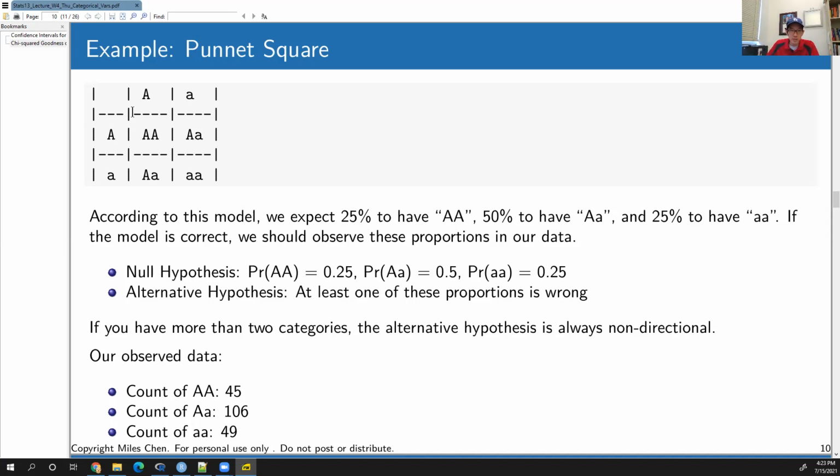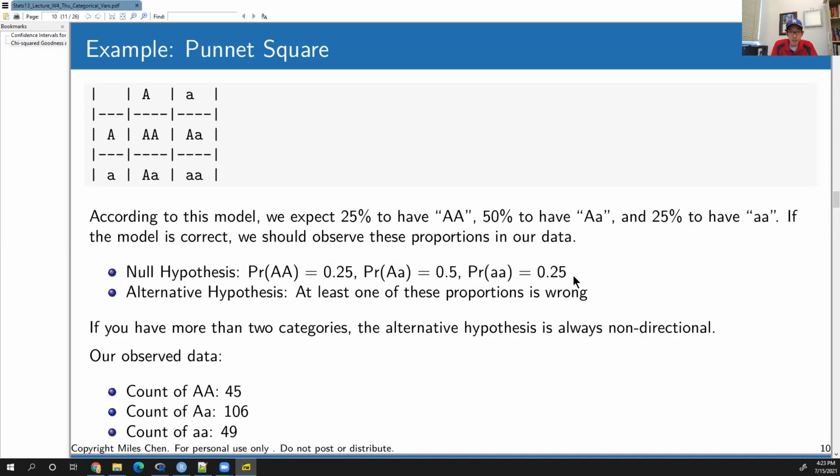So if we think this genetic trait follows this genetic model, and if this were actually true, then when we investigate our specimens, these are the proportions that we would expect. We're expecting 25% this, 50% this, 25% this, okay? And so that's our null hypothesis. It's basically a list of categories and our expected proportions for each category.